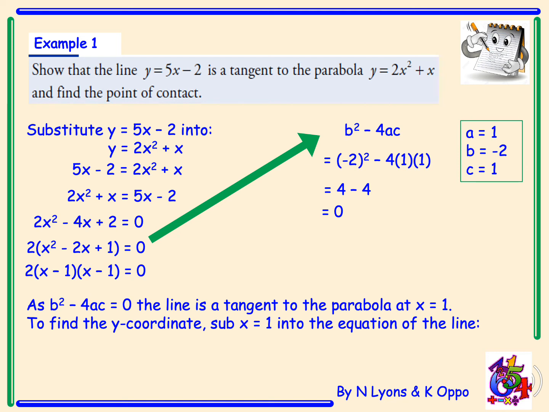And we now need to find the coordinate of y. So to do that, we're going to sub x equals 1 into the equation of the straight line, which would be y equals 5 times 1 minus 2, which gives a y coordinate of 3. So the point of contact is 1, 3.